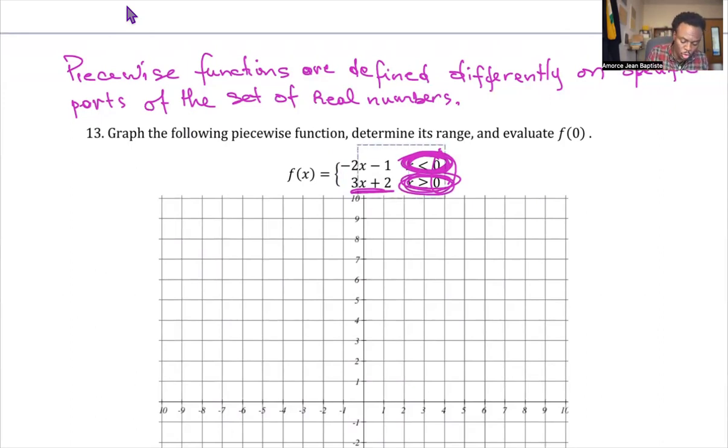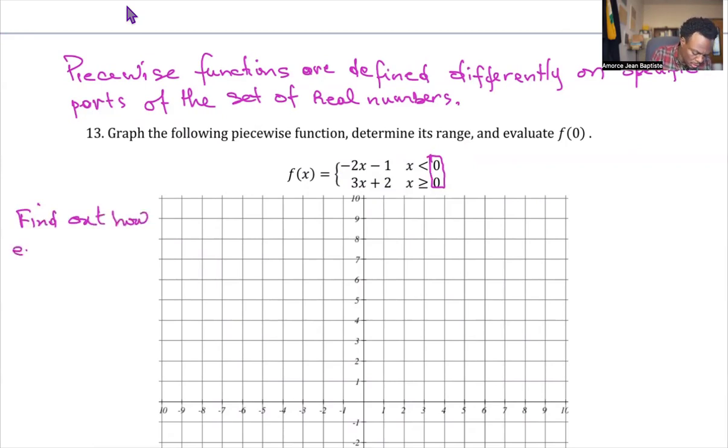So let me see how they behave at 0, both of them. First, to graph them, find out how each part behaves at the bounds. The bounds would be the limit of the intervals.